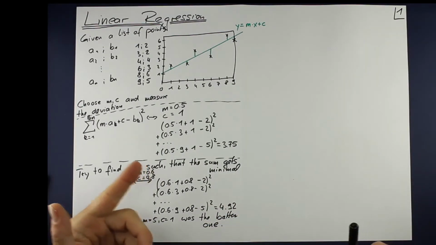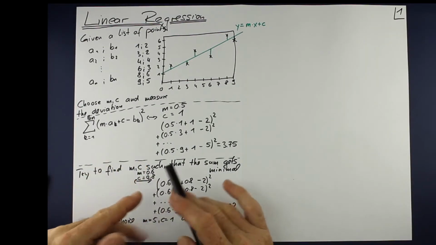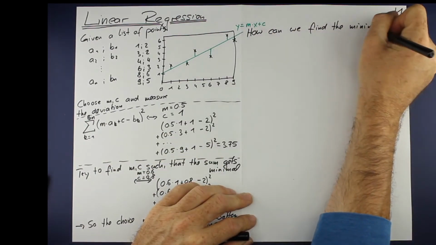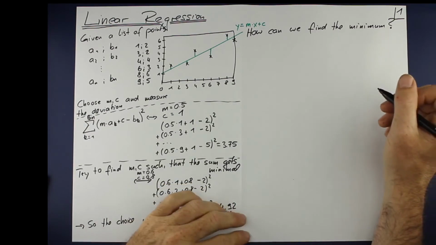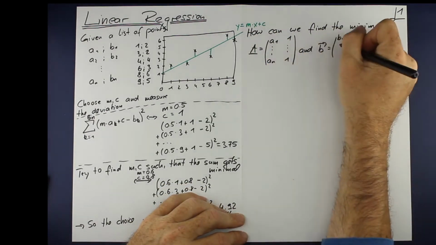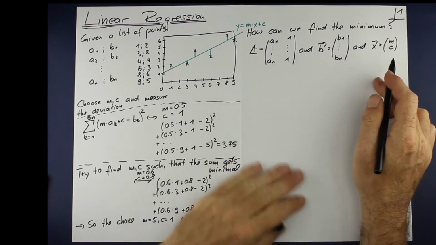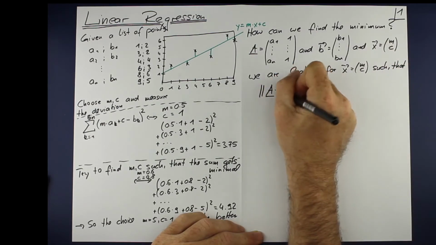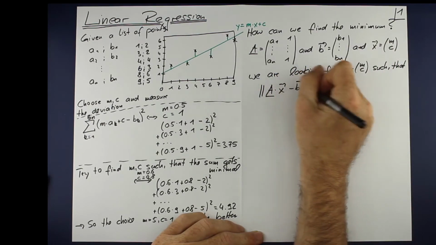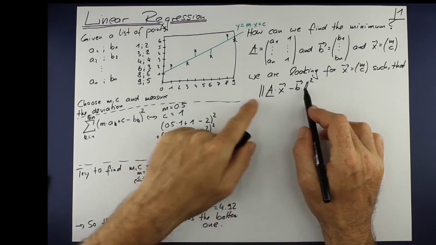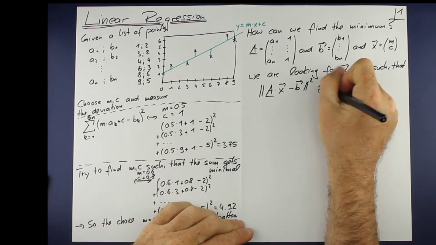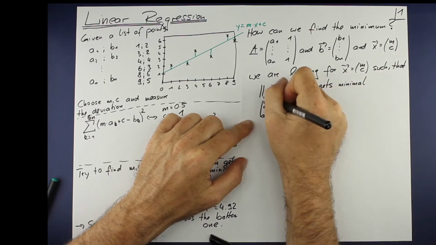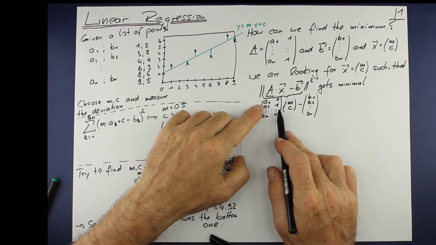And what are we looking for? We are looking for the best choice. Okay, but how can we find the minimum? Let's introduce some notation. With that notation, we are looking for A times x minus b to be minimal, measured in the Euclidean norm. Why is that really true? Let's see. So we can write it that way.